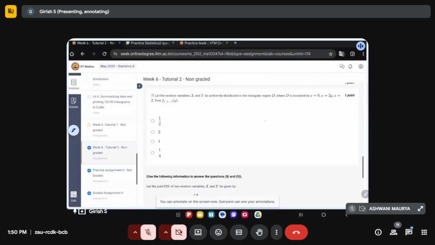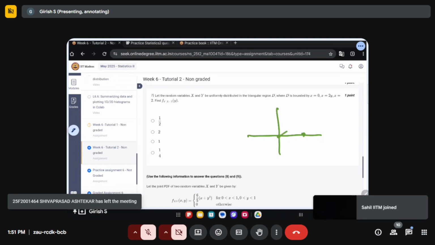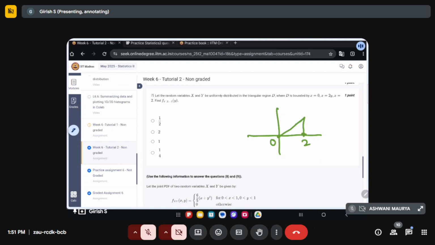So x and y are uniformly distributed where it is bounded by x is equal to 0, x is equal to 2, and x is equal to 2y. So this point is 0, this point is 2, and when x is equal to 2, y will be 1, right? So this is your line, x is equal to 2y line, and this point is 2 comma 1. Now what they are asking us is f of y given x is equal to 1, right?